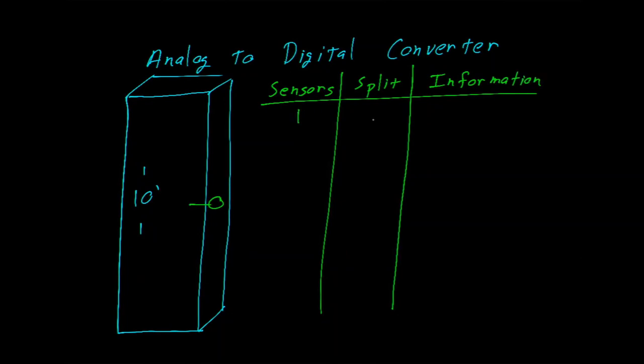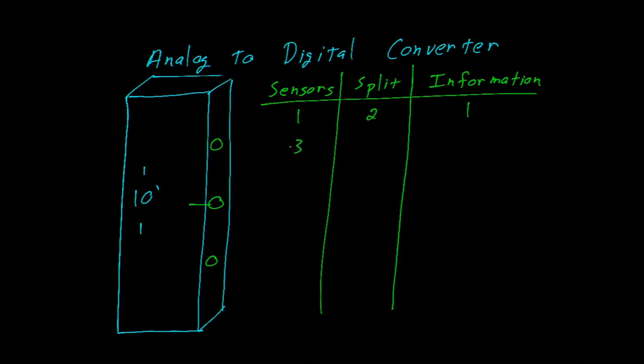So one sensor, we split the tank in two. We talk about an upper half and we talk about a lower half. As for information, that sensor will tell you if the level is in the upper half of the tank or in the lower half of the tank. One question is asked. Let's add some more sensors. We'll put one here and here.